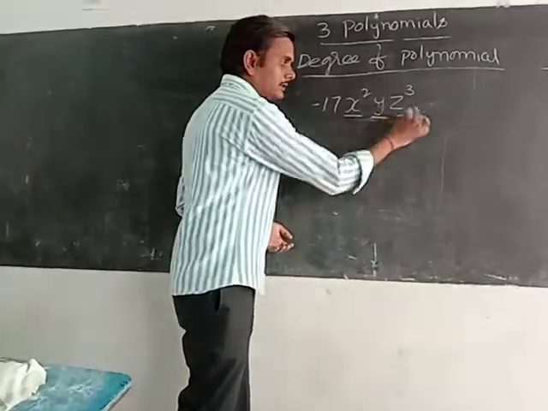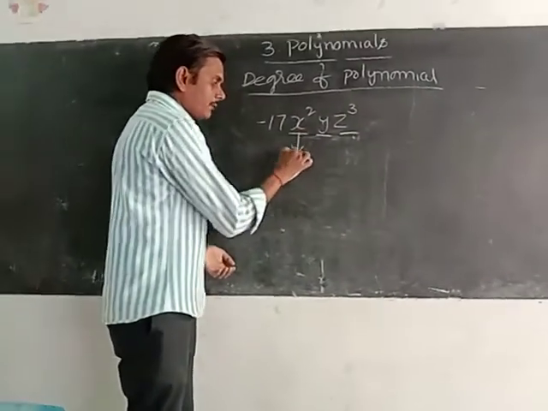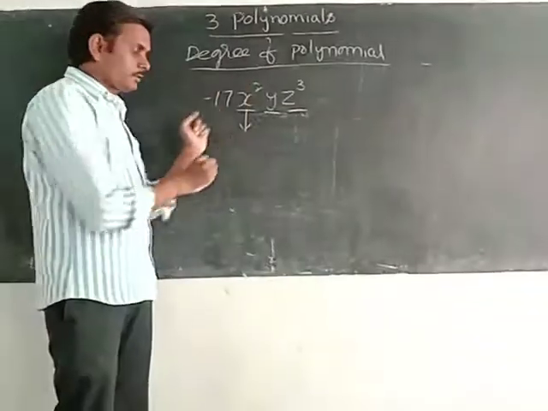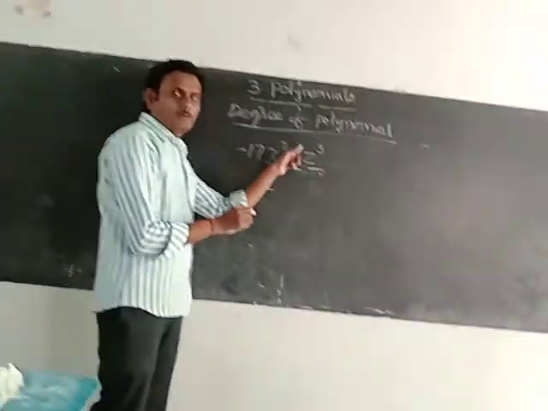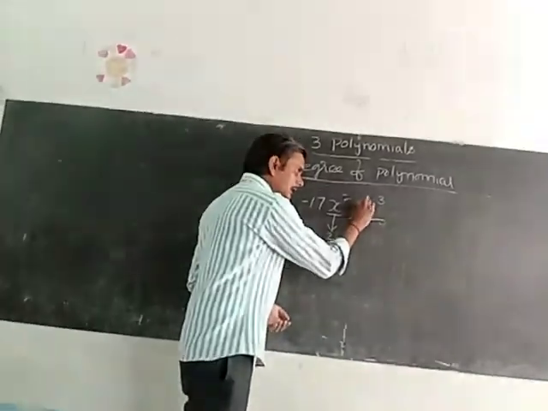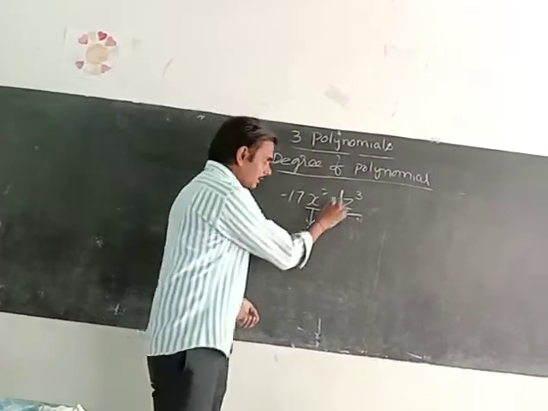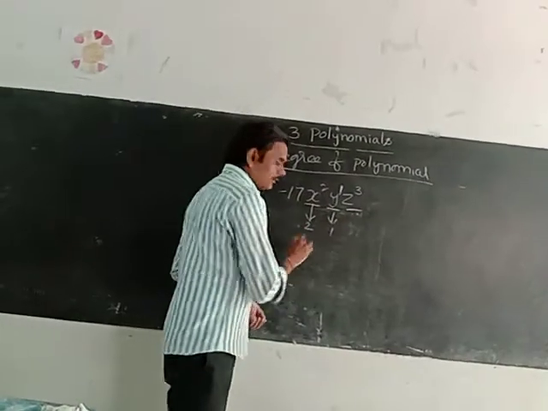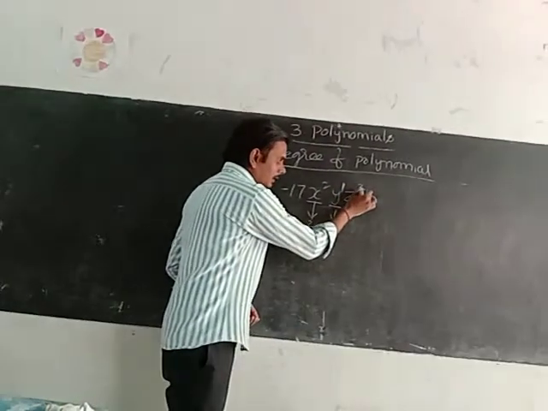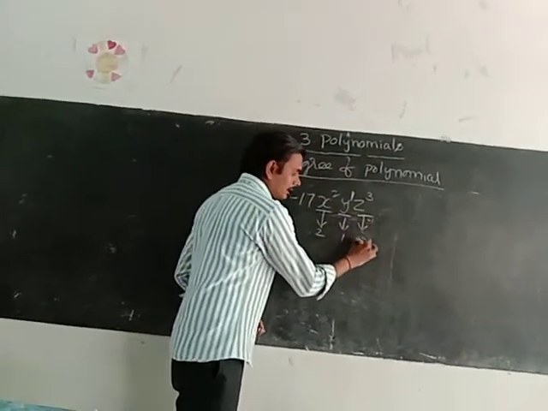X, y, z. What is the power of x here? 2. What is the power of y here? No number is there. No number means that is taken as 1. Don't take 0. Okay, 1. That degree is 1. The power of z is 3.